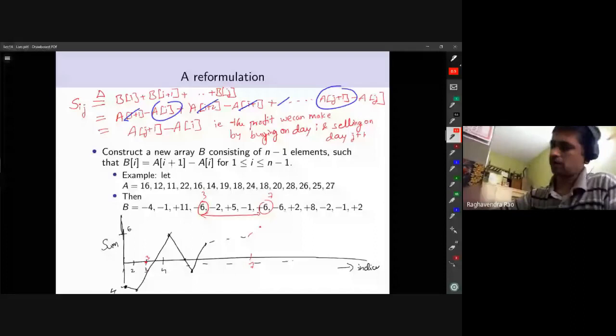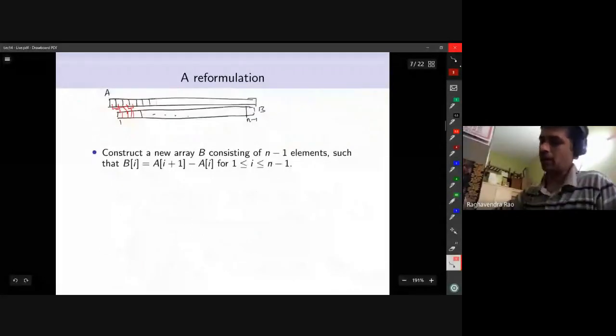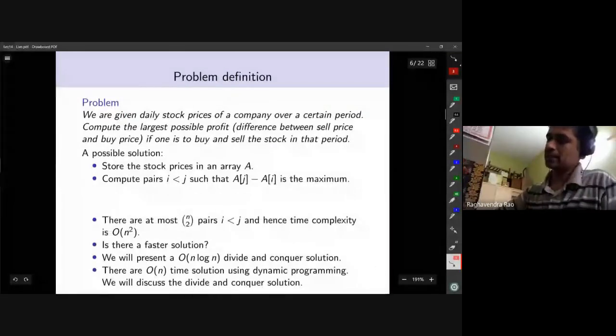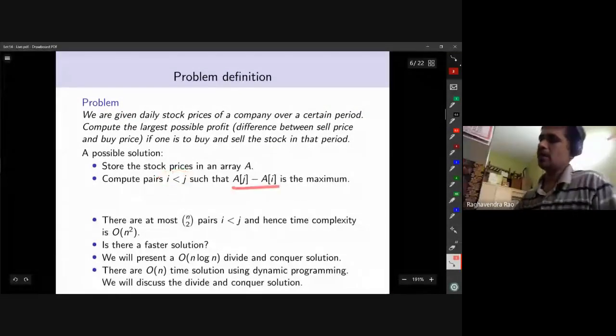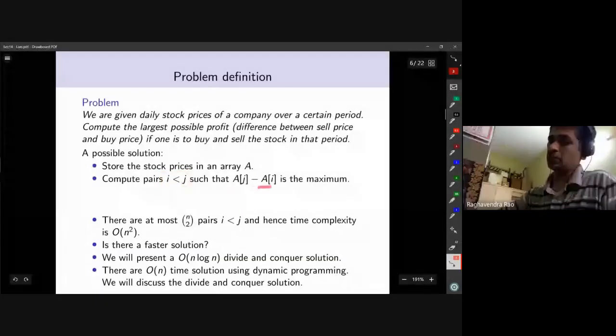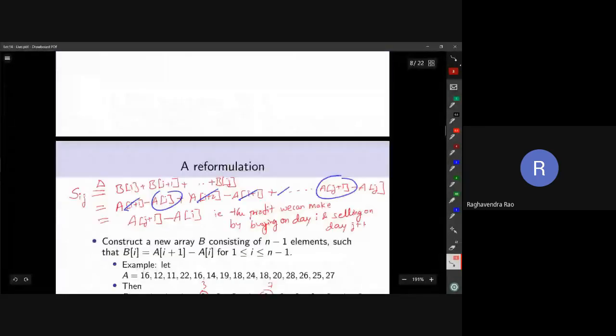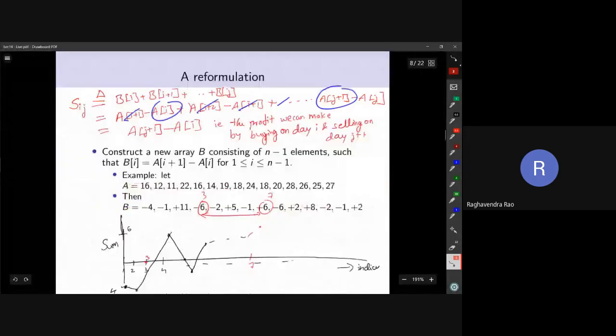So let's go 2 slides back and see what was our solution. So we wanted i less than j such that aj minus ai is the maximum. Or in other words, we want i less than or equal to j such that aj plus 1 minus ai is the maximum, right? They are equivalent. Only because of indexing, I have this aj plus 1 minus ai. If I had started with indexing of b with 0, things would have been easier. But anyway, let's not worry about it.